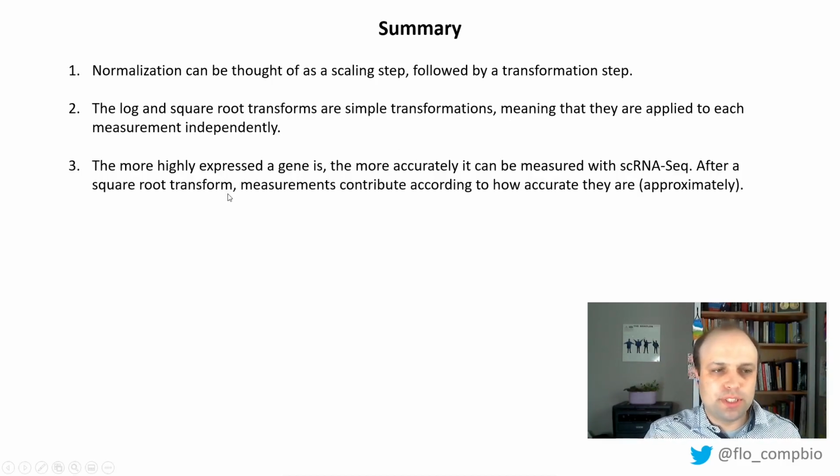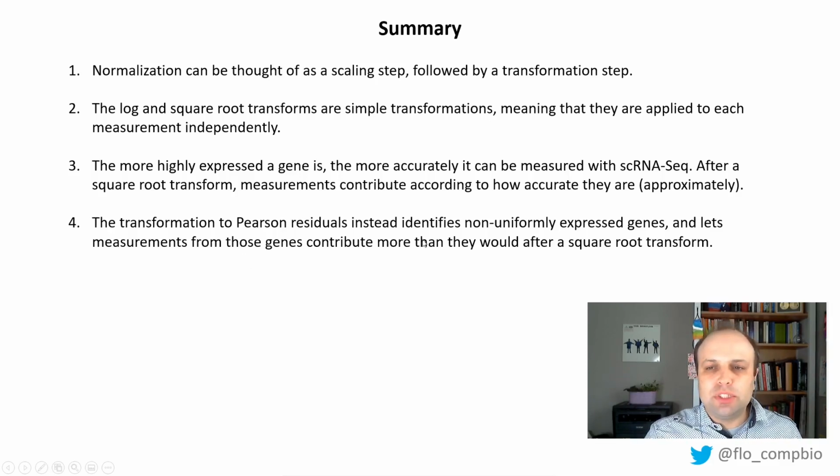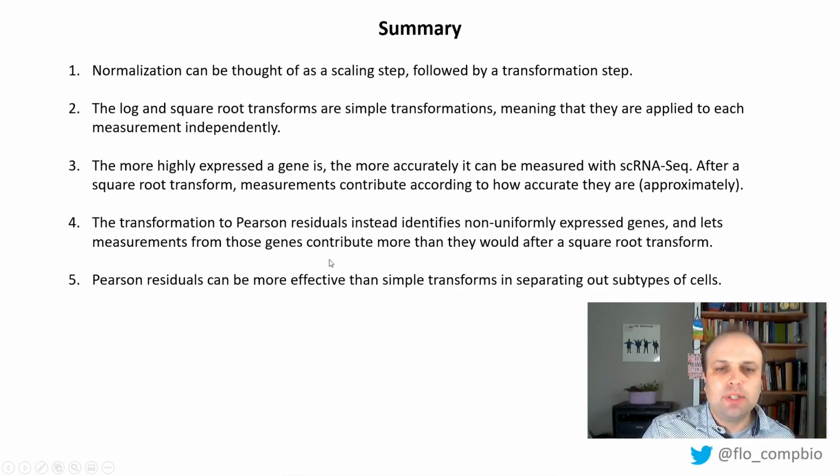Very important about single-cell RNA-Seq data is to know that the more highly expressed a gene is, the more accurately it can be measured. And after a square root transform, measurements contribute approximately according to how accurately they are measured. The Pearson residuals instead identify non-uniformly expressed genes, and let measurements from those genes contribute more than they would after a square root transform. And they can be more effective than simple transforms in separating out subtypes of cells.